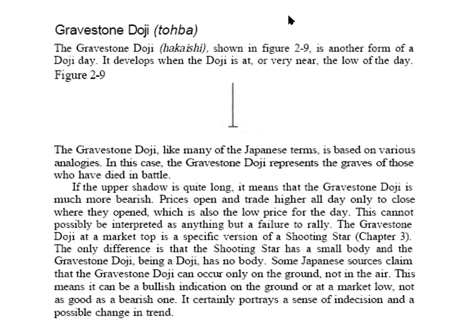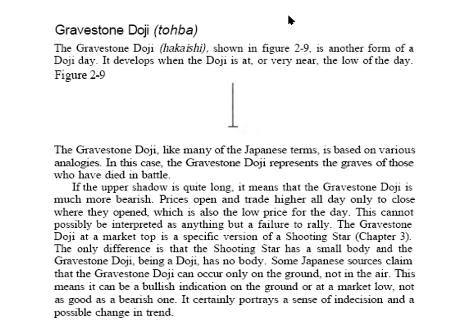The gravestone doji, like many Japanese terms, is based on various analogies. In this case, the gravestone doji represents the grave of those who have died in battle. So it's like warriors who tried to push the prices up, and then the sellers came, the bears came, and they pushed them down.